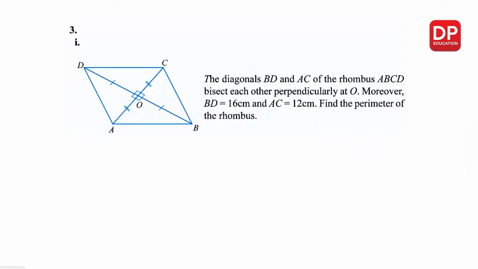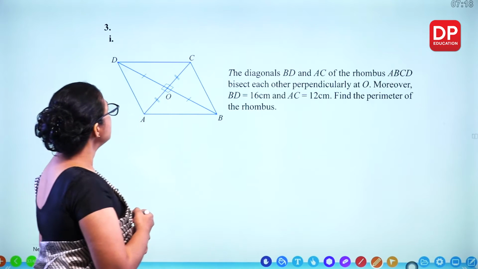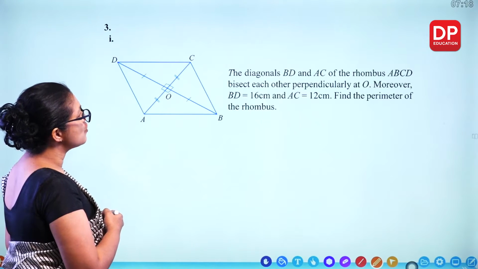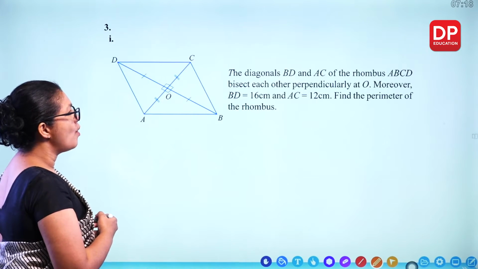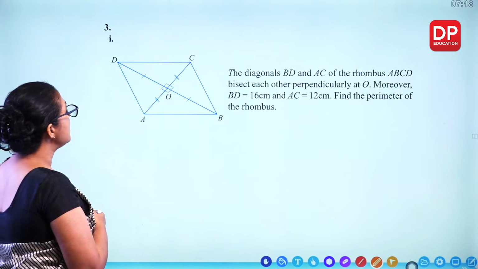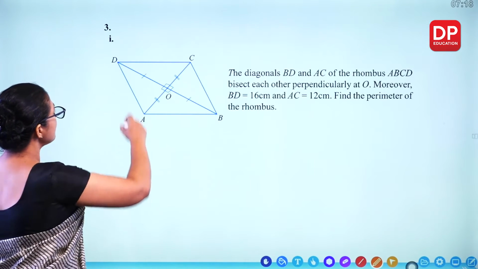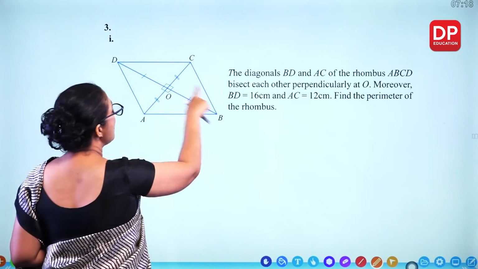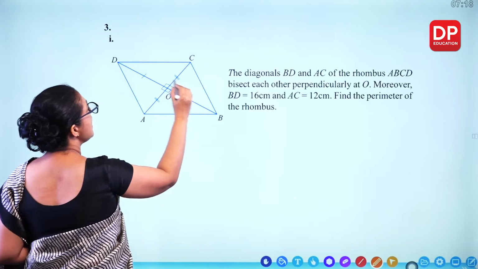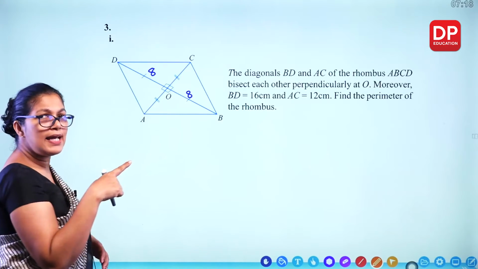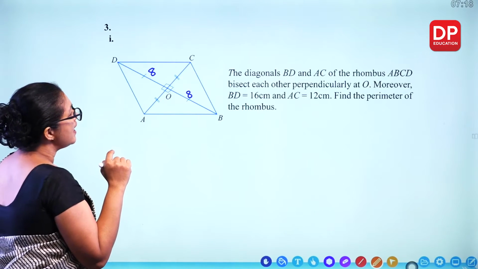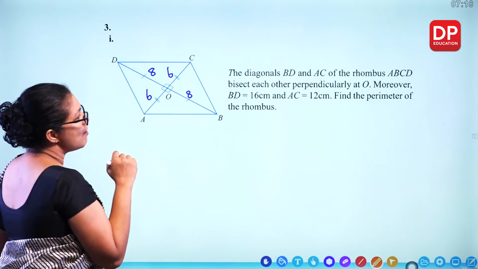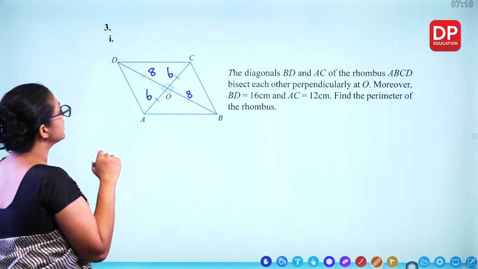Question number 3. The diagonals BD and AC of the rhombus ABCD bisect each other perpendicularly at O. Moreover, BD equals 16, the whole length is 16, and AC is 12. So if this is 16, this is 8 and 8 because it is equally divided. AC is 12, that means this is 6 and this is 6. Find the perimeter of the rhombus.